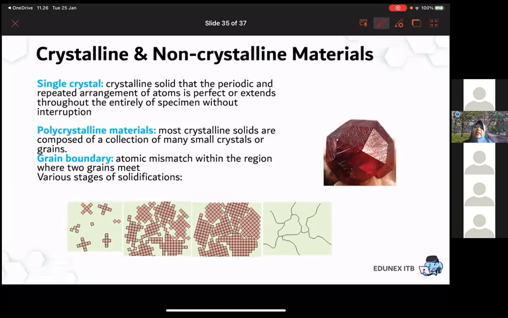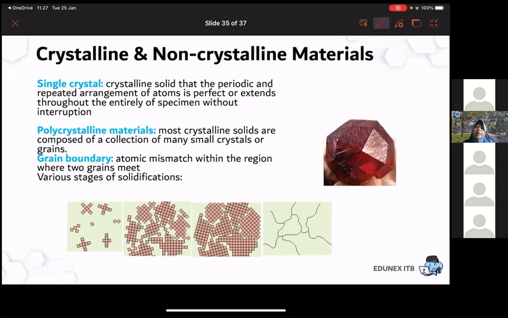The crystal model that we learned before is actually called a single crystal. A single crystal is a crystalline solid with a periodic and repeated arrangement of atoms, and it is perfect, extending throughout the entire specimen without interruption. So the crystalline solid should be periodic in 3 dimensions, extending entirely without any interruption.